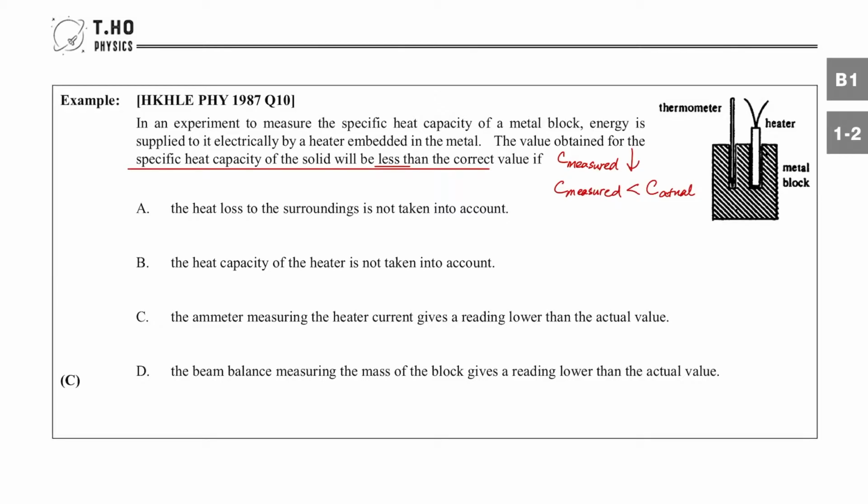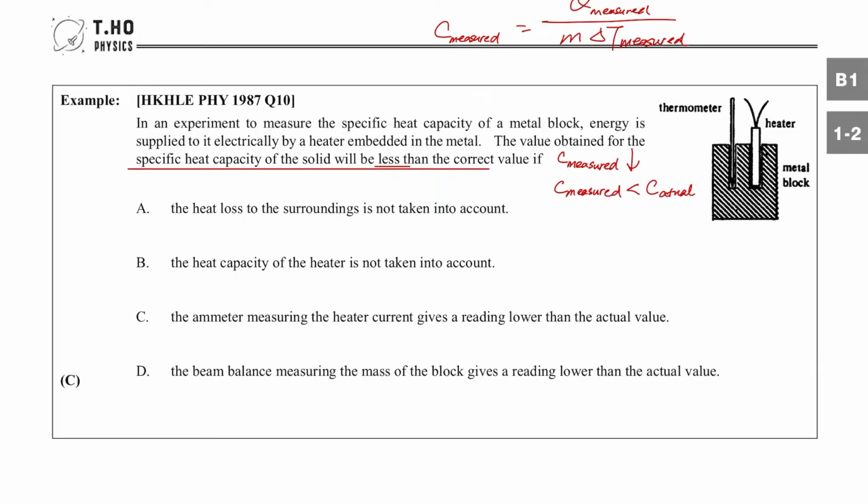Now, considering how we calculate the C in the experiment, we would use the equation C measured equals Q measured over M delta T. So we'll see what the following errors will lead us to. Firstly, A, the heat loss to surroundings is not taken into account.